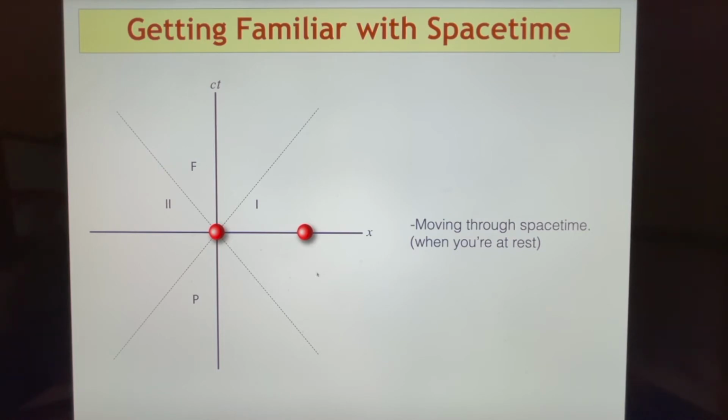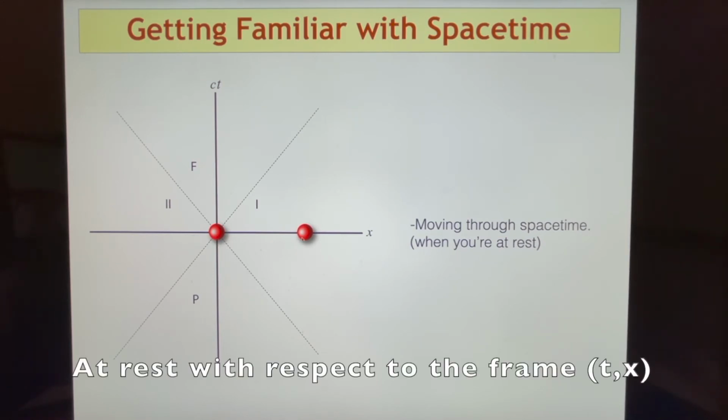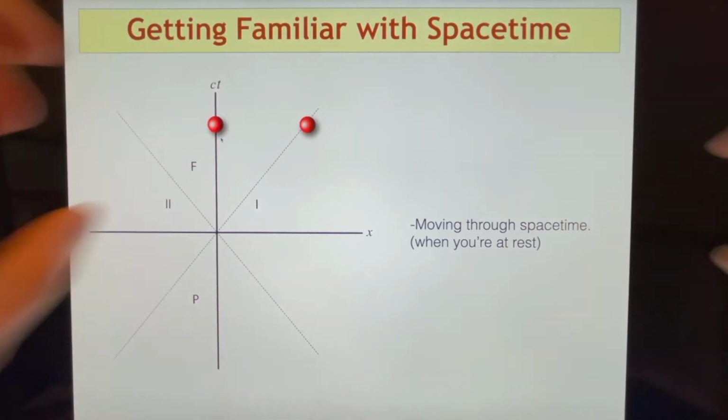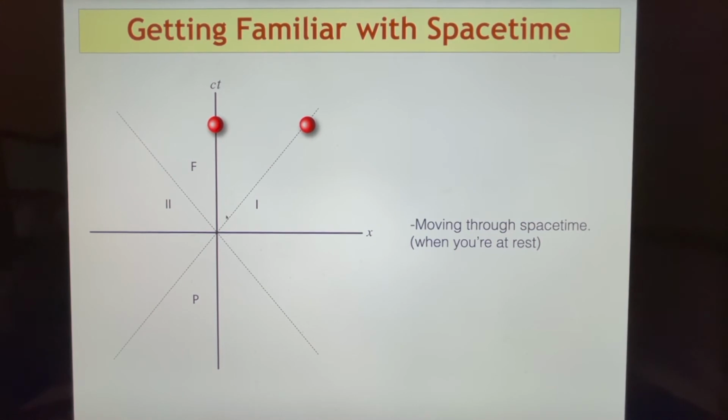So what is the representation of motion through space-time? When you move through space-time, imagine that you are two people, here and here, and you're at rest. Being at rest, what does it mean? That you don't move in space-time? Well, not true. You do move in space-time. You always move towards the future. So yes, if you're not moving, quote unquote, then you still move towards the future.